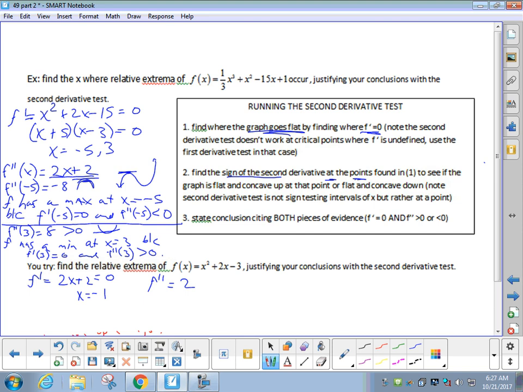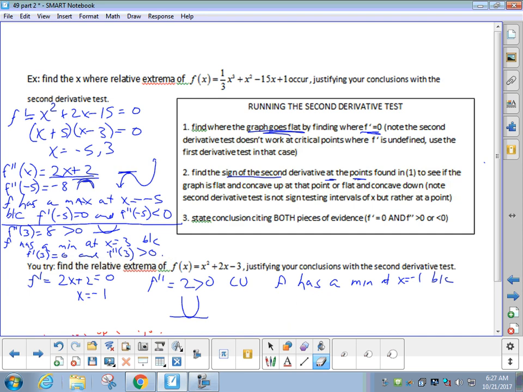Now, 2 is greater than 0 all the time, which implies it's always concave up. If you think about the shape, that makes sense. It's a parabola opening up, so that it's always concave up is logical. So our conclusion, we have concave up with flat, which makes a minimum. We say f, not f prime, not f double prime, f has a min at x equal negative 1 because f prime changes. Nope, that's the first derivative test. Because f prime at negative 1 is 0 and f double prime at negative 1 is greater than 0. There we go. There's the conclusion to the second derivative test.